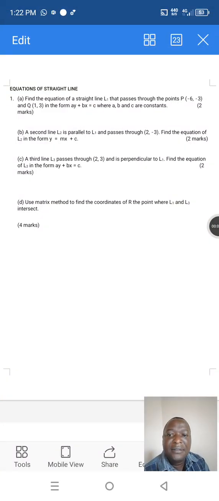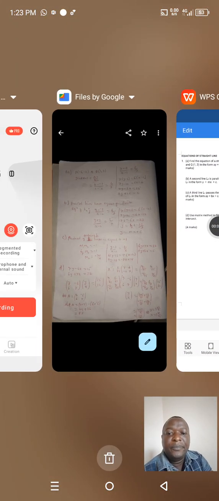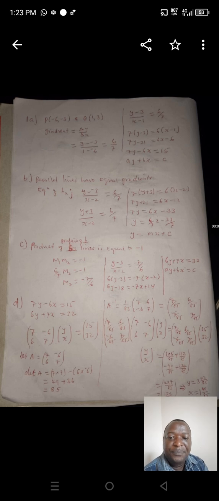Question 1, part C. A third line L3 passes through (2, 3) and is perpendicular to L1. Find the equation of L3 in the form of ay + bx = c. So for this question, we need to understand that the product of the gradients of perpendicular lines is equal to -1. So that means M1, which is the gradient of line L1, times M2, which is the gradient of line L3, is equal to -1.